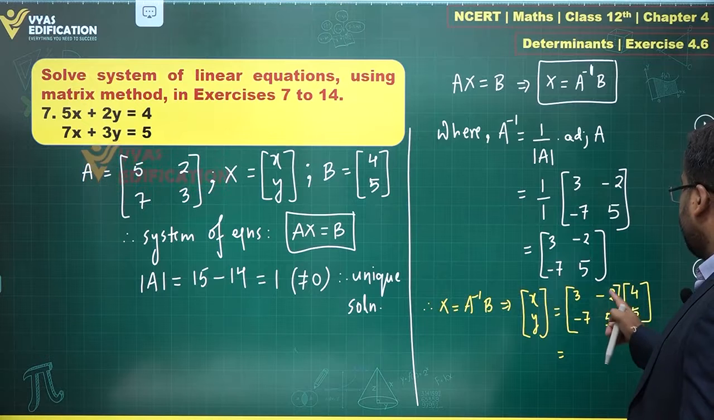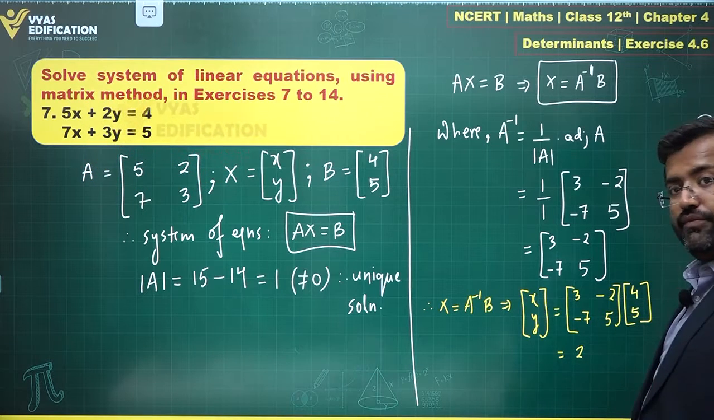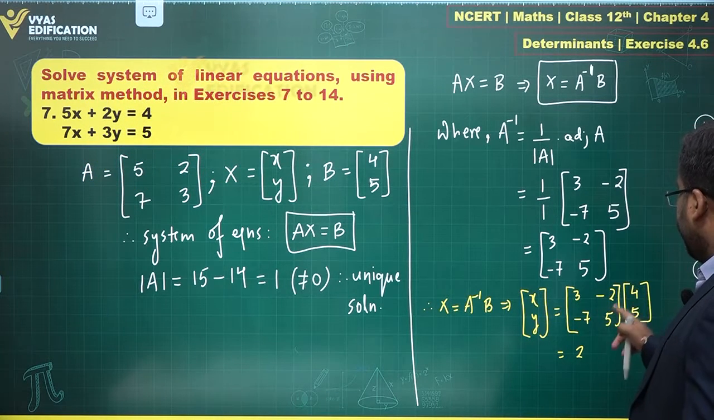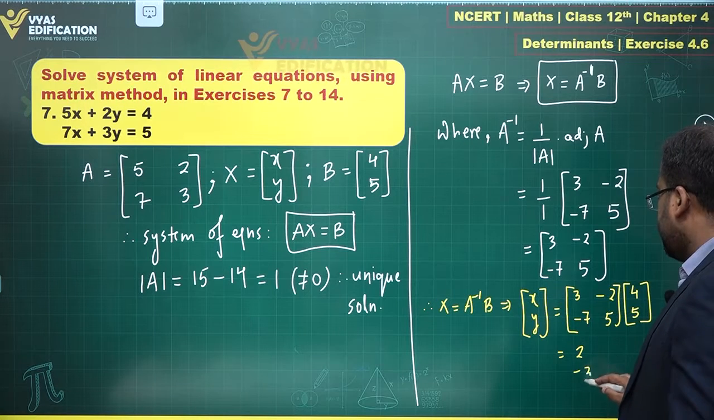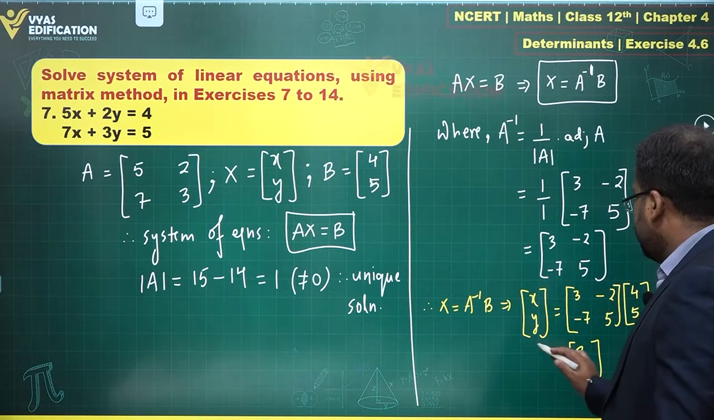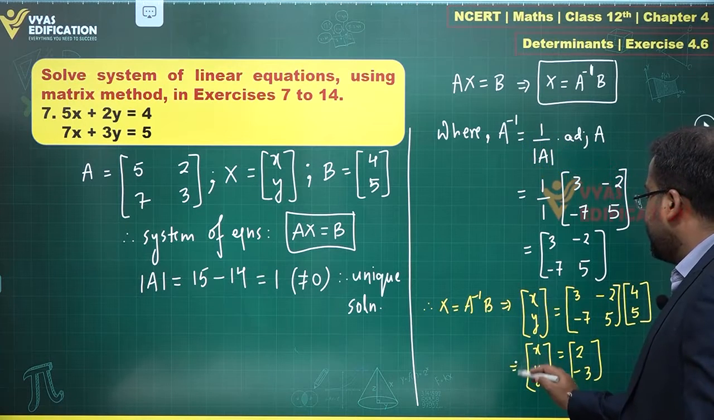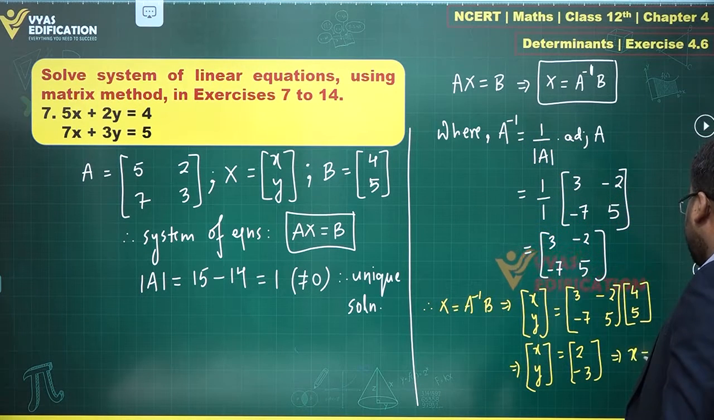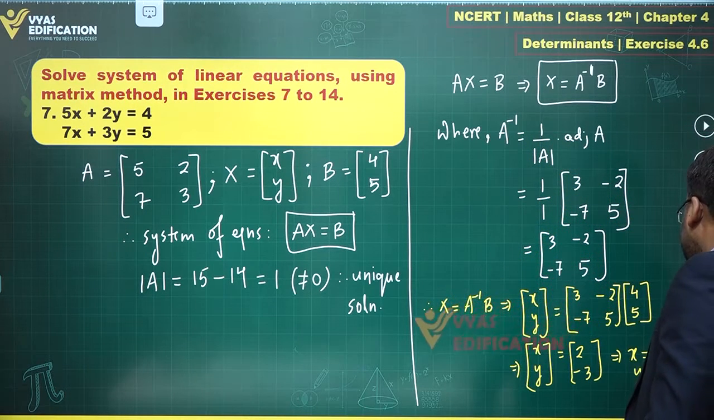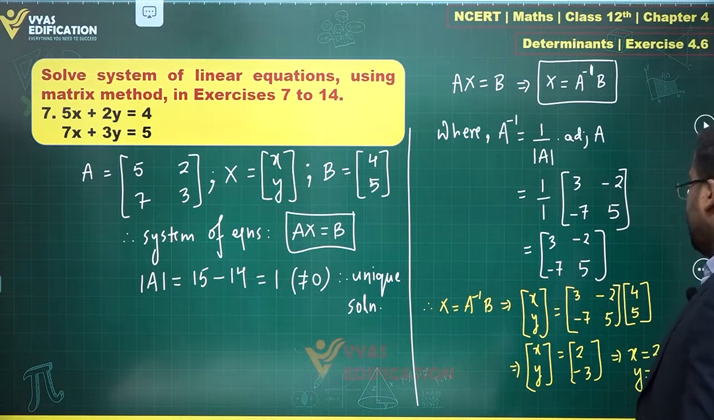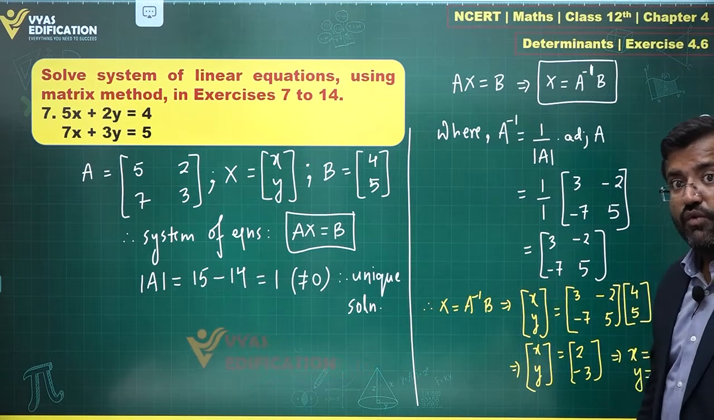3 times 4 is 12, minus 10 is 2. Is that okay? Yes. Minus 28 plus 25 is minus 3. This is the matrix x, y, and this is equal to this matrix, which implies x equals 2, y equals minus 3. That is my answer, as you can see behind me over here.